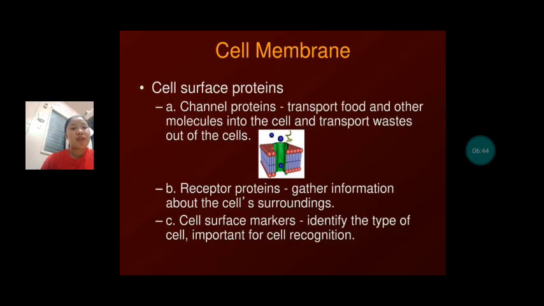So next is the channel protein, and then next is the receptor protein. There are many types of protein, and these are the works and kinds of proteins. The receptor protein gathers information about the cell's surroundings. Next is the cell surface markers, which identify the type of cell and are important for cell recognition. A cell surface marker's function is to identify the type of cell and is important for cell recognition.